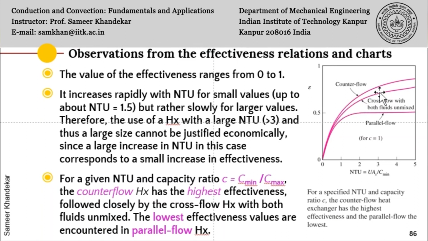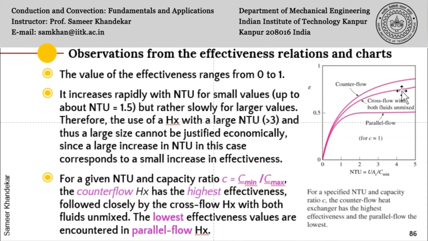So if you have an option of counterflow, one should always use it as compared to parallel flow or cross flow heat exchangers. The lowest effectiveness values are encountered in parallel flow, which is also obvious. Of course, if the NTU is very small, then all of the three are behaving similarly. However, the effectiveness is also very low. So it is not justified actually to use a heat exchanger with such a low effectiveness.